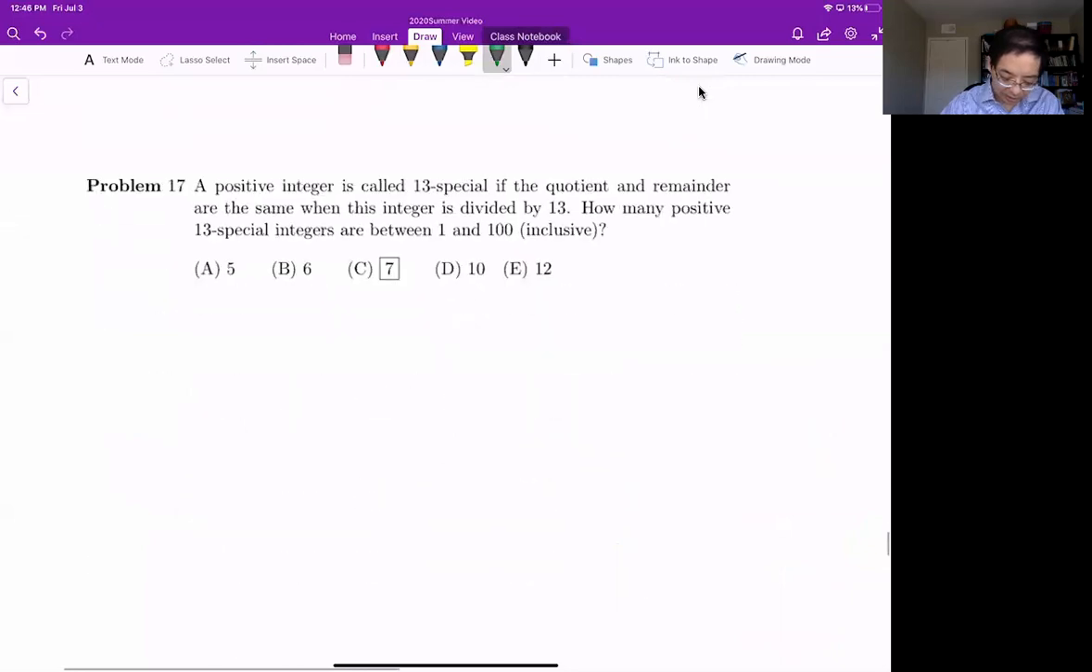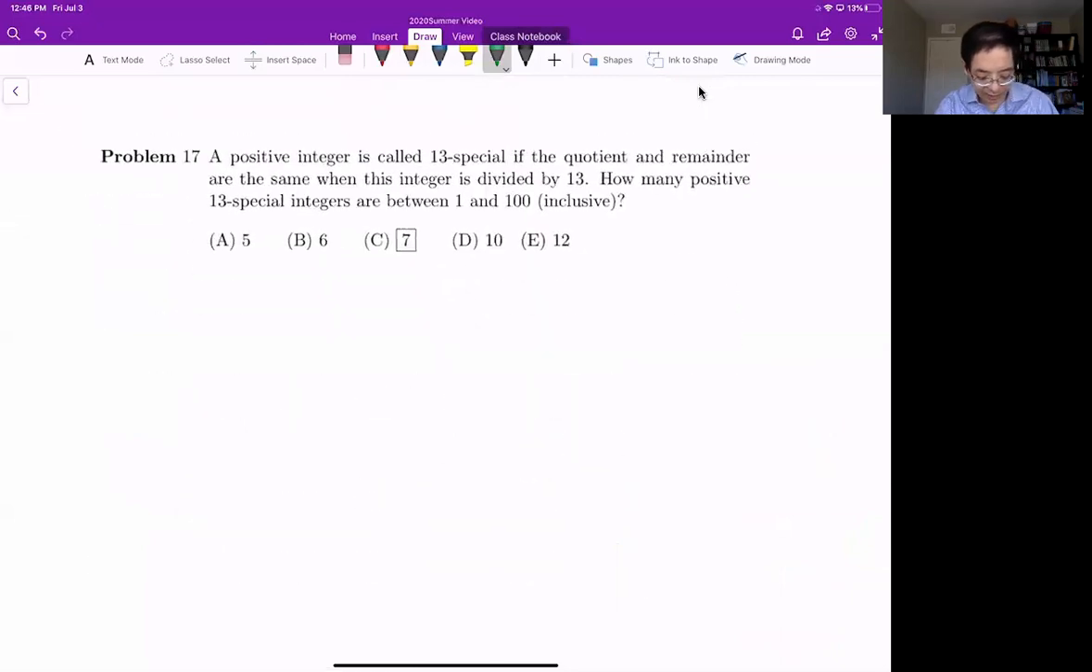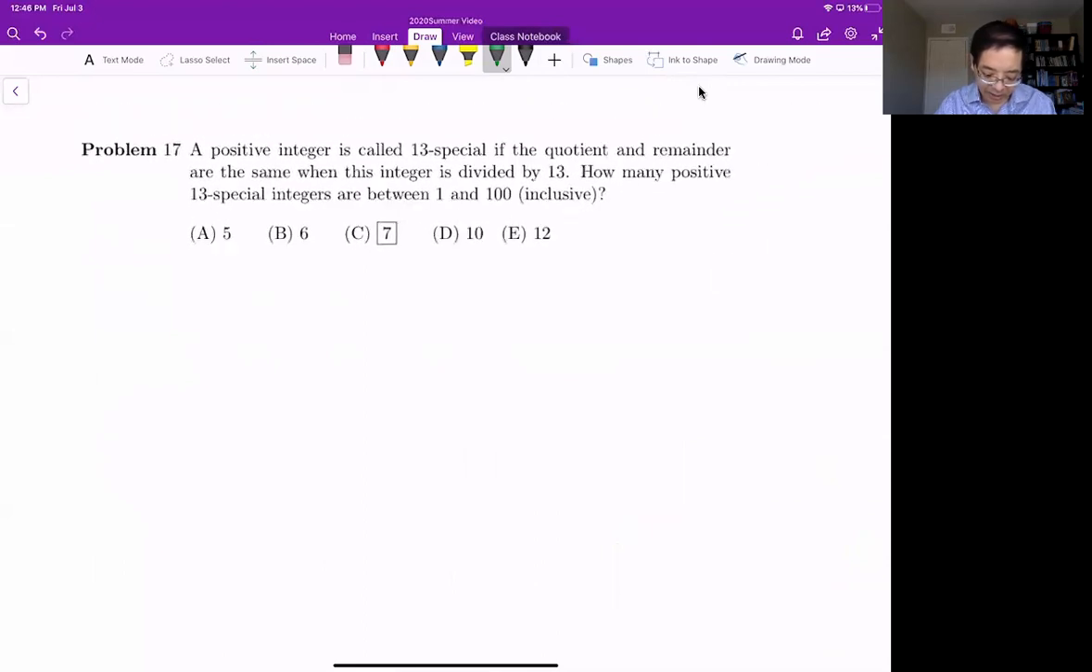All right, now let's look at problem number 17. Number 17 says an integer is called 13 special if, when it's divided by 13, the quotient and the remainder are the same. Then we need to figure out how many 13 special integers we have between 1 and 100. Let's look at one example.